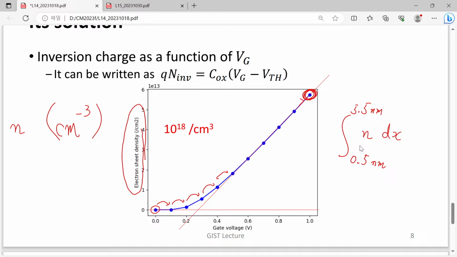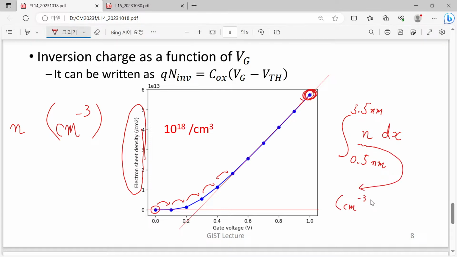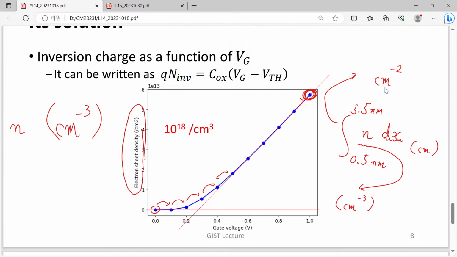Please note that the electron density has the unit of per cubic centimeter, and the integration over x, the real space position, introduces another dimension, centimeter. That's the reason why the result of this integration gives us a per square centimeter quantity, an area-wise quantity. Per area, how many electrons are there? That is the quantity we have to keep in mind.